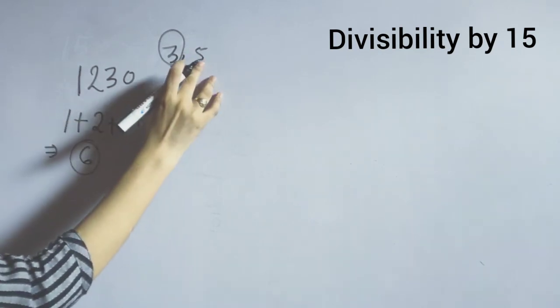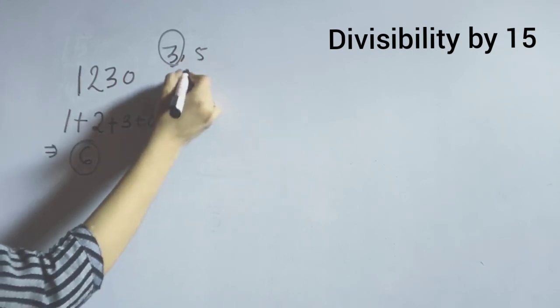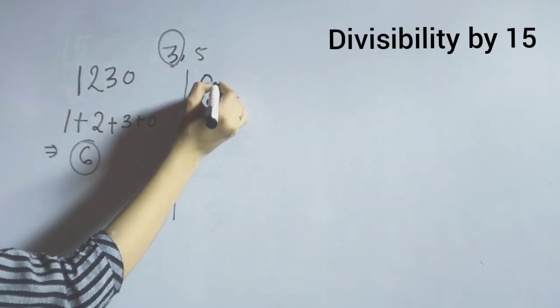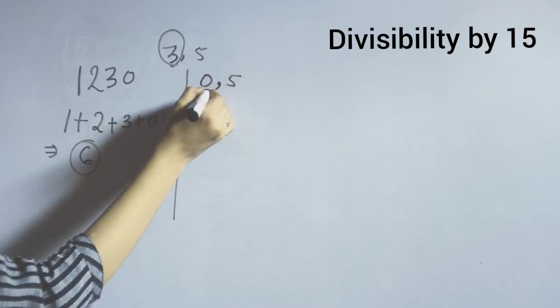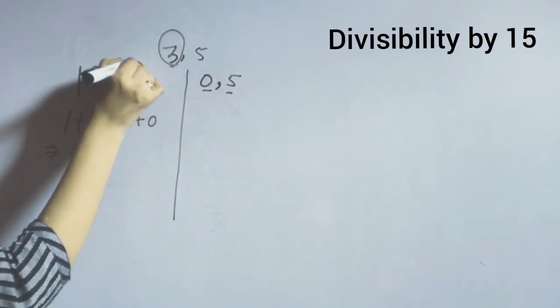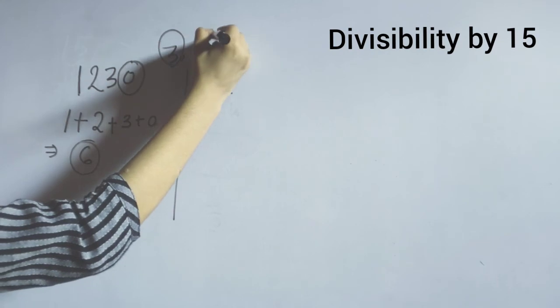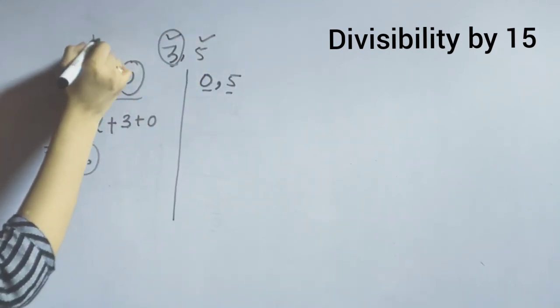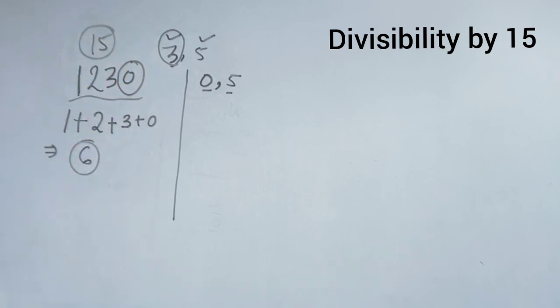Now we will check it for 5. So what is the divisibility for 5? The number should end in 0 or 5. And here you have 0. So it is also divisible by 5. So we can say that this number is divisible by 15.